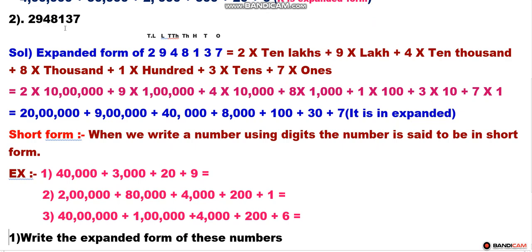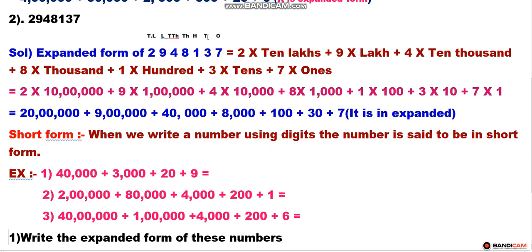2948137. It is the next example. Okay. To write the expanded form of any number, first you arrange the places. Then after, you go to write the expanded form. See, first you arrange the places. Always you arrange the places from right to left. Okay. 7 stands at ones place.